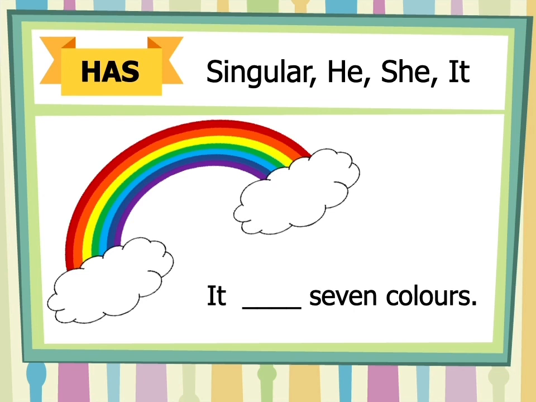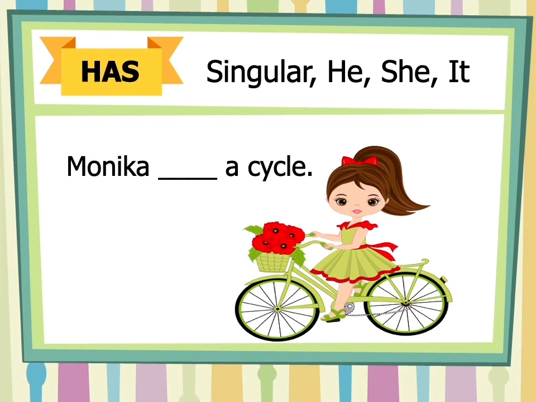It dash 7 colors. We have it in this sentence. Look at the rule box. It is there. So we will use has. It has 7 colors. Monica dash a cycle. Here in this sentence we have Monica, which is a singular noun. So we will use has. Monica has a cycle.